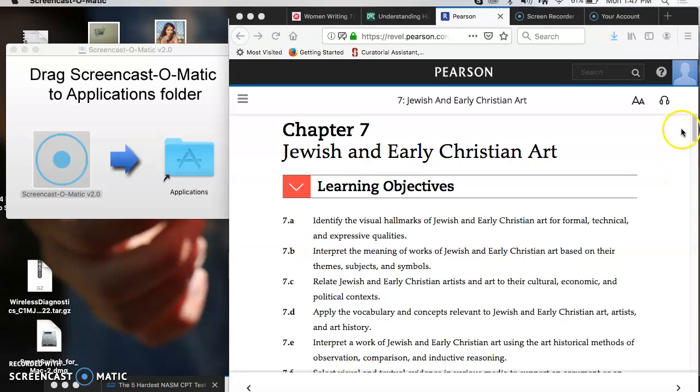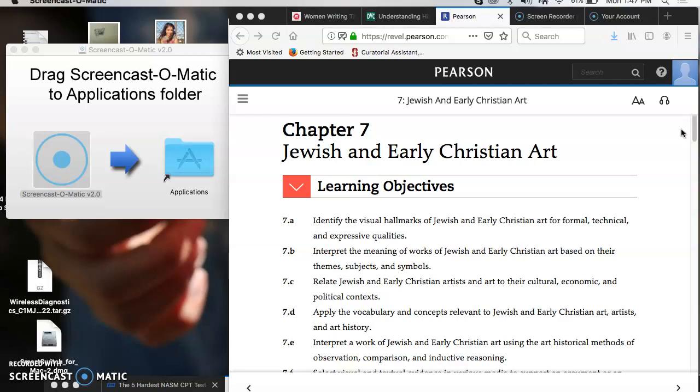So here's our next unit, chapter 7. Notice the title. It's Jewish and Early Christian Art. That's interesting because it's different than what you'll see in later chapters. Most of those chapters will be titled by their time period. Art in the 1300s, for example.